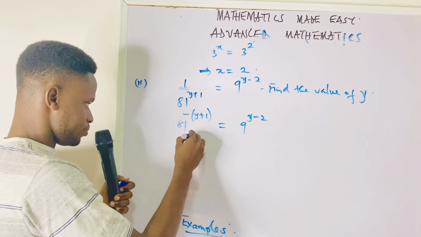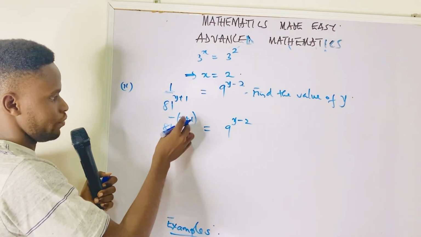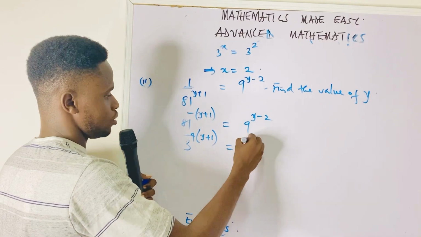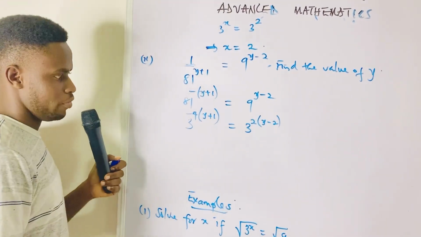But don't forget that there is a negative here, so you split, say, minus 4 like that, and instead of affecting y plus 1. And this one is what? 3 raised to power 2. And the 2 will be affecting what? y minus 2. I think you can see that now.